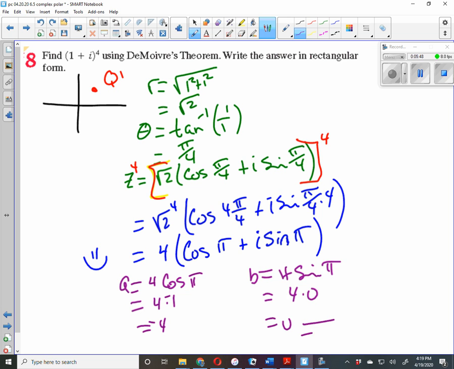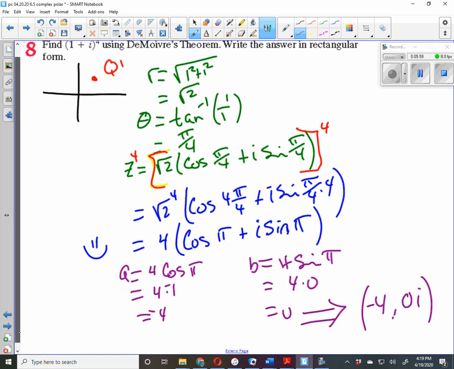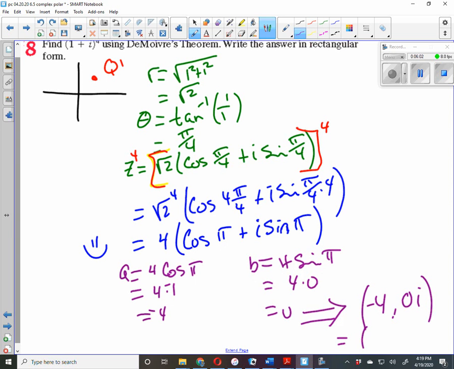So all this to say that my rectangular form is negative 4 comma 0i, or just simply negative 4. And I guess I should write this correctly. This needs to be plus 0i, right? So negative 4. All right, so that one's a little bit more work. And again, take a minute and make sure you understand the process. Each of those steps you've already done in previous sections. You're just applying it now a little bit differently.